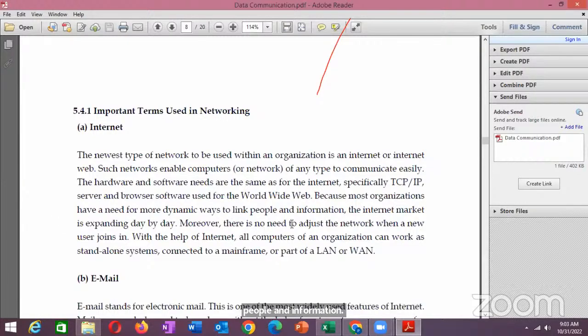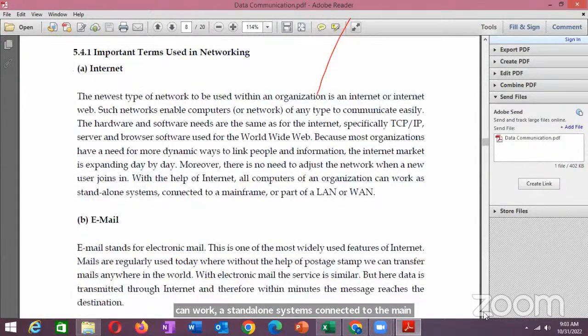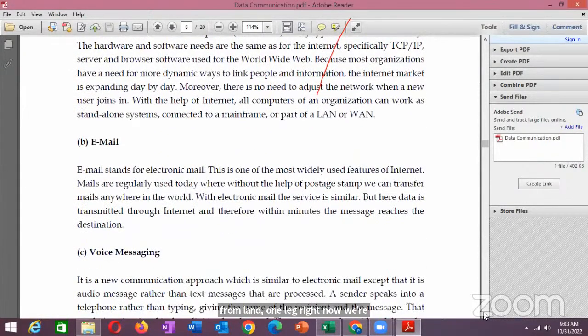Moreover, there is no need to adjust the network when a new user joins in. With the help of the internet, all computers of the organization can work as standalone systems connected to a mainframe or a LAN or WAN. Like right now, we are using the internet to be able to connect.